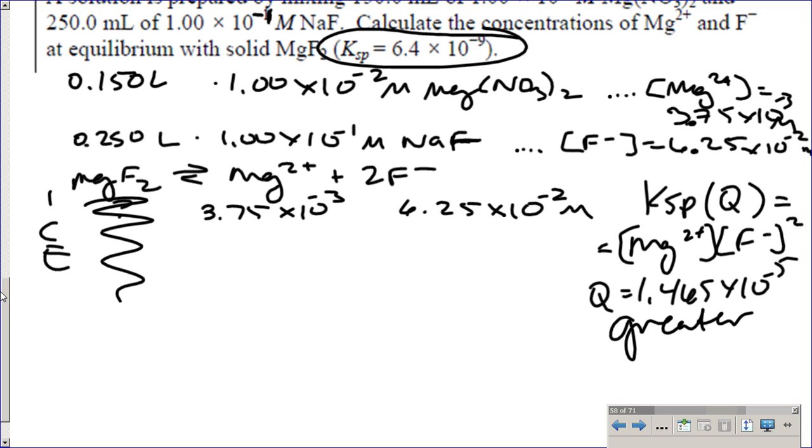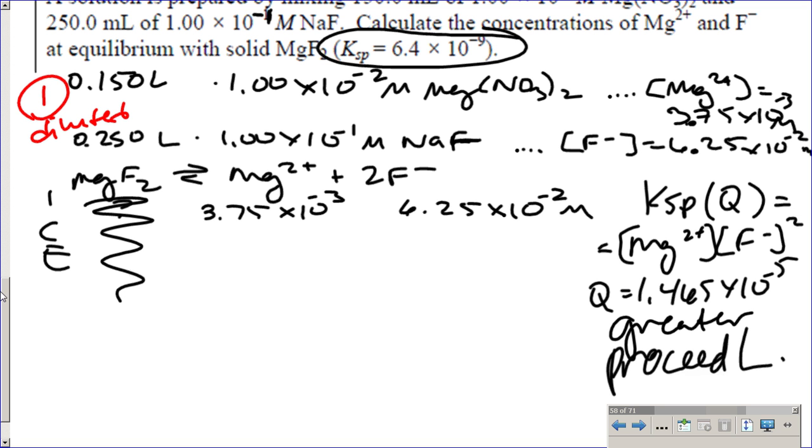So what happens? I need to make more of that thing on the left, the reactant. So I need to make more solid. So I need to make more precipitate. So I need to proceed left. All right, so first step here was ions diluted. Second step, ice.